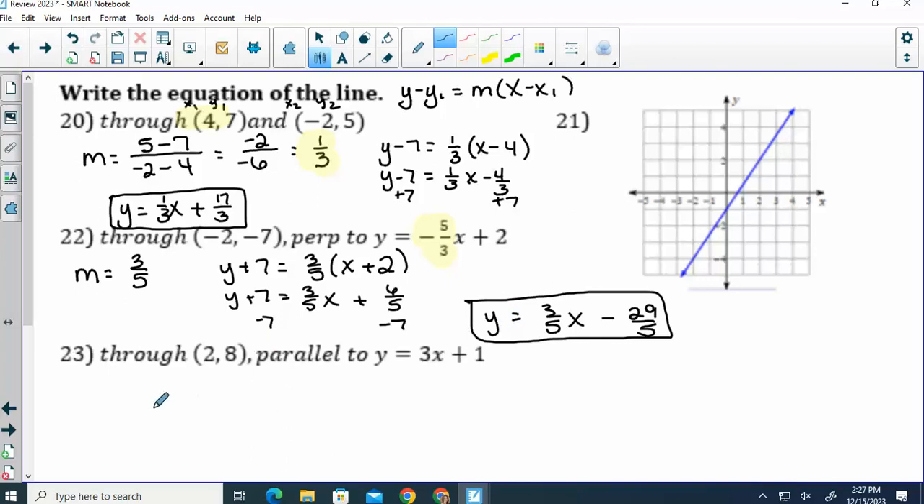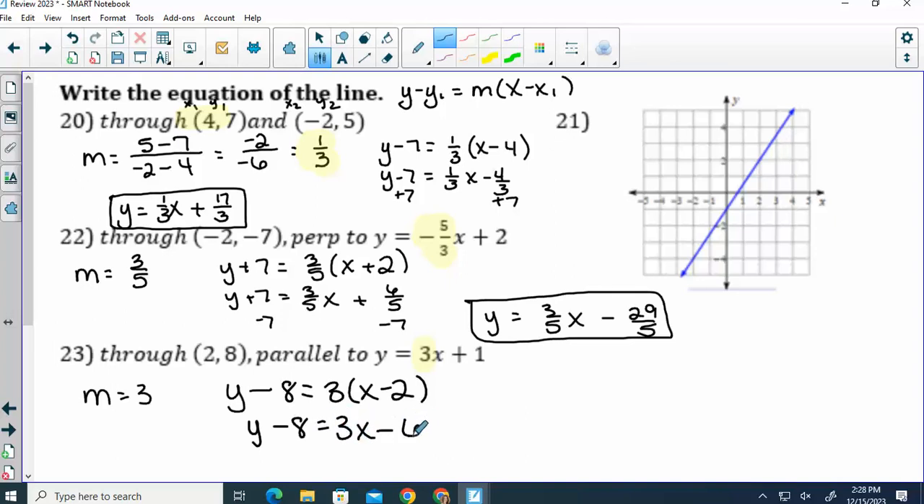Okay, 23. If they are parallel, what does that tell me about my slopes? Same. So this one has a slope of 3. So my equation will have a slope of 3. So y minus y1, which is 8, equals m times x minus 2. And so we get our final equation there.